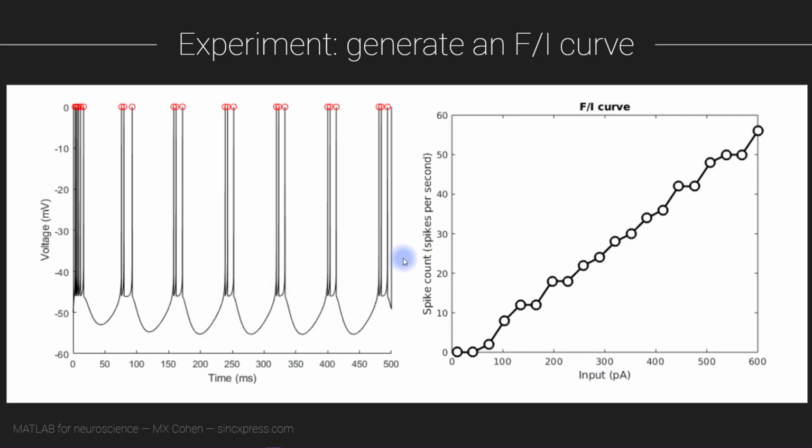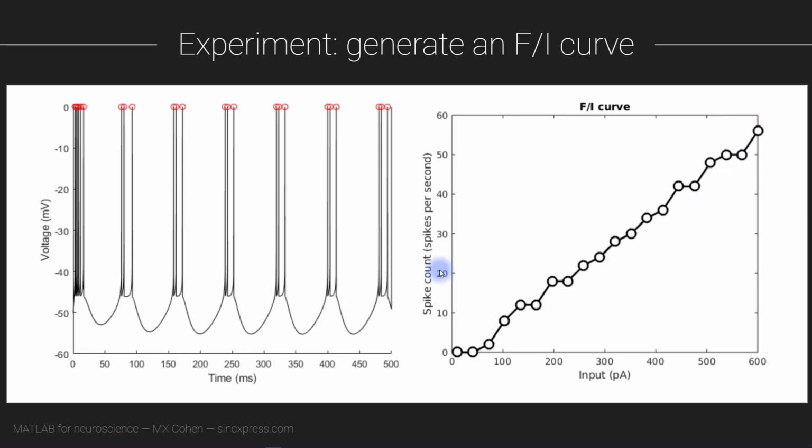Now notice the y-axis here. This is in units of spikes per second, but we are running this experiment for 500 milliseconds. So you're going to need to convert the number of action potentials from the count of action potentials to spikes per second. This procedure that I described, running the simulation for one input strength, getting the spike count, and converting it to spikes per second, gets repeated for a range of different input values, starting from 10 picoamp up to 600 picoamp. And I believe there are 20 steps in between 10 and 600.